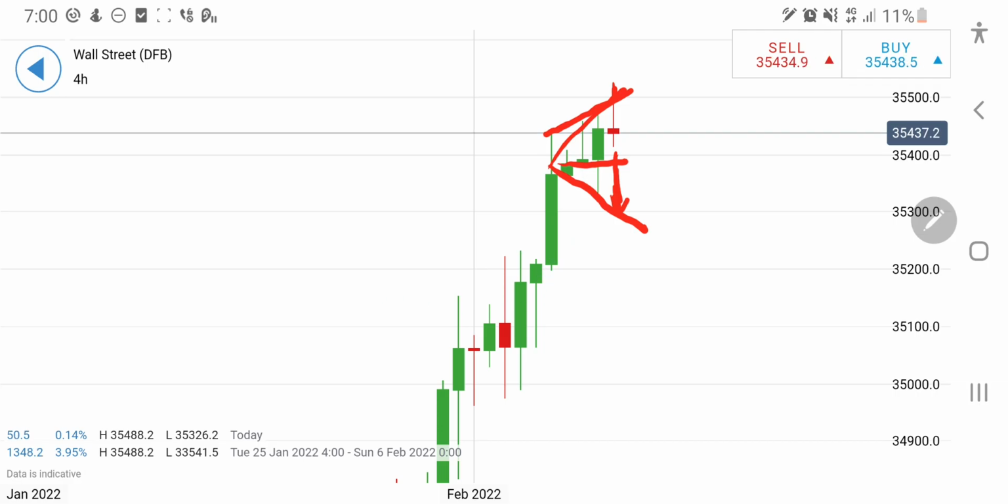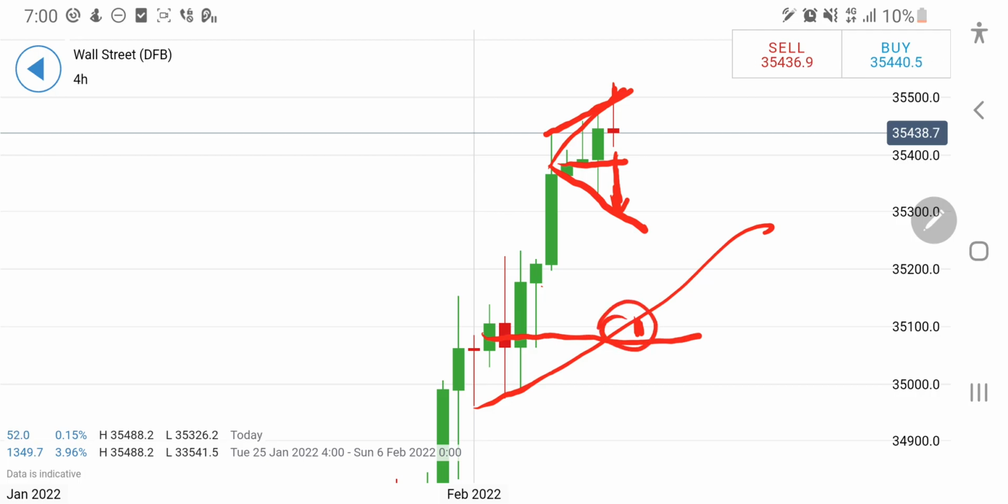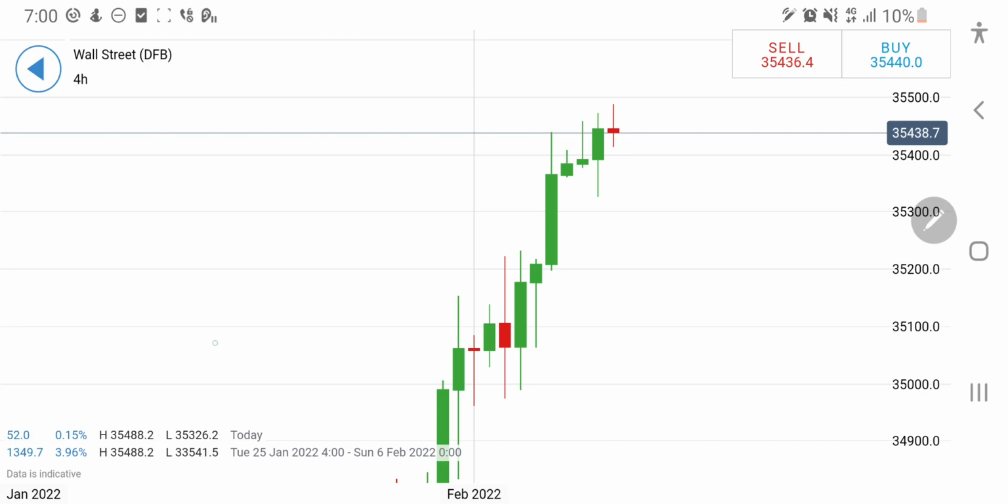And once 35,300 is taken, the next support zone is only available at around 35,100. So it can drop till there. See also, this zone at 35,100 is important. If it continues to drop beyond 35,300, we may see it dropping further towards 35,200 and 35,100 levels. So this is on the 4-hour charts.